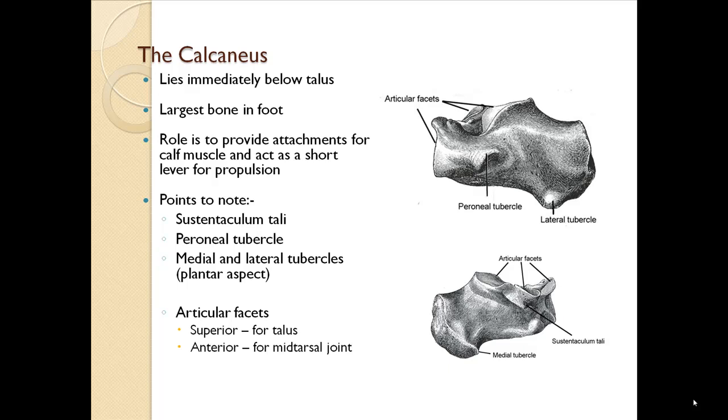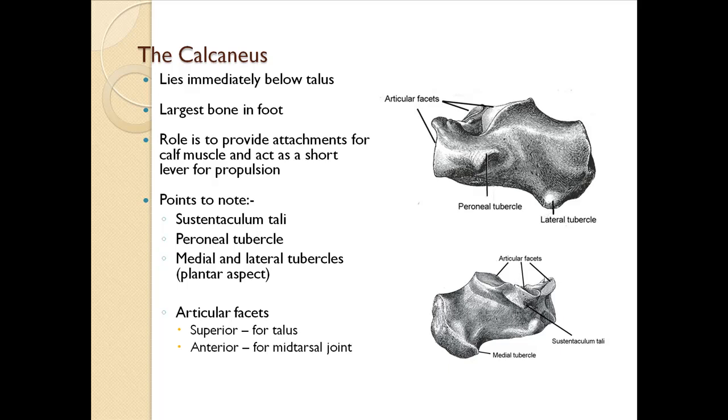The calcaneus sits immediately beneath the talus. It's the largest bone in the foot, and it provides a site of attachment for some of the major muscles of the lower leg, as well as acting as a lever for propulsion in the propulsive phase of the gait cycle. There are certain key palpable bony points to identify. Here on the medial side we've got the sustentaculum tali. Over here we have the peroneal tubercle, and on the underside we have the medial and lateral tubercles.